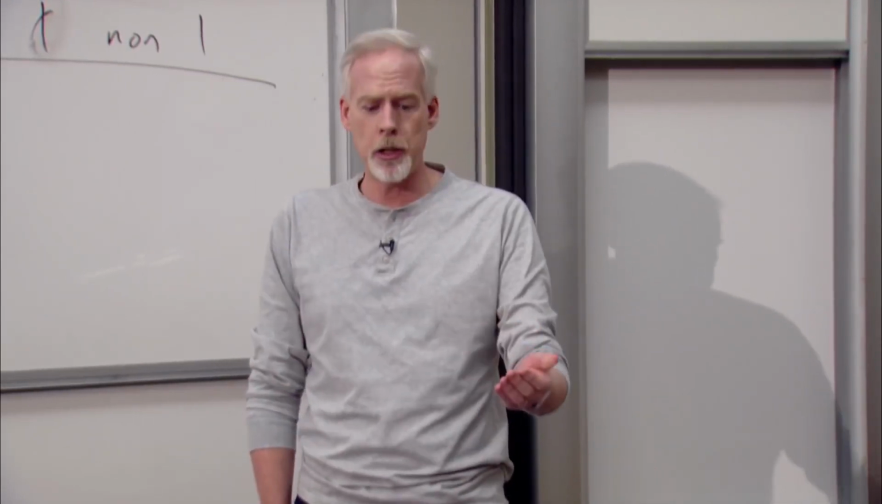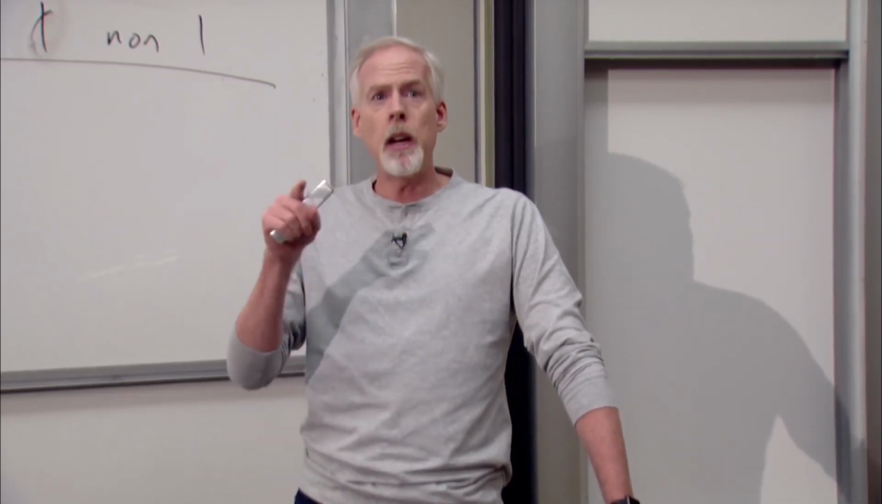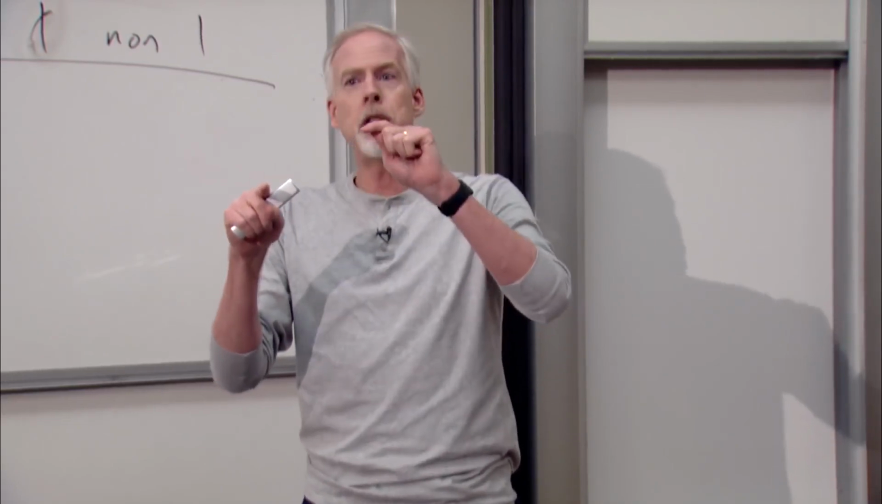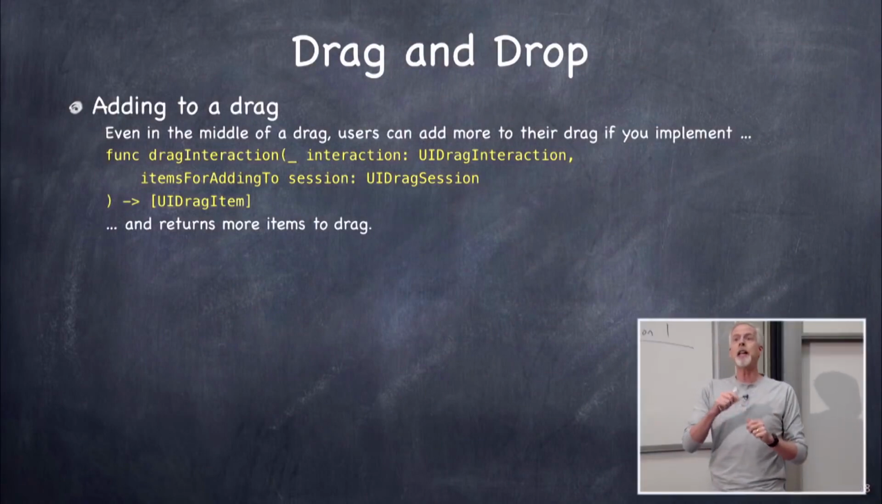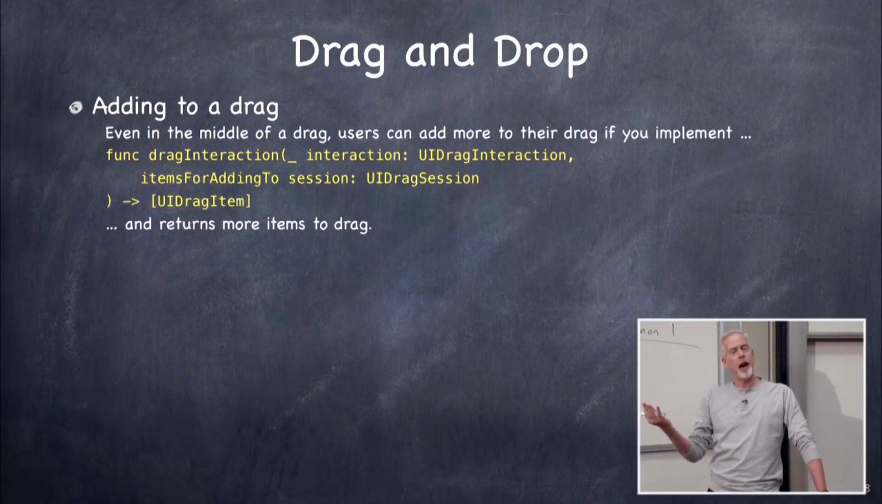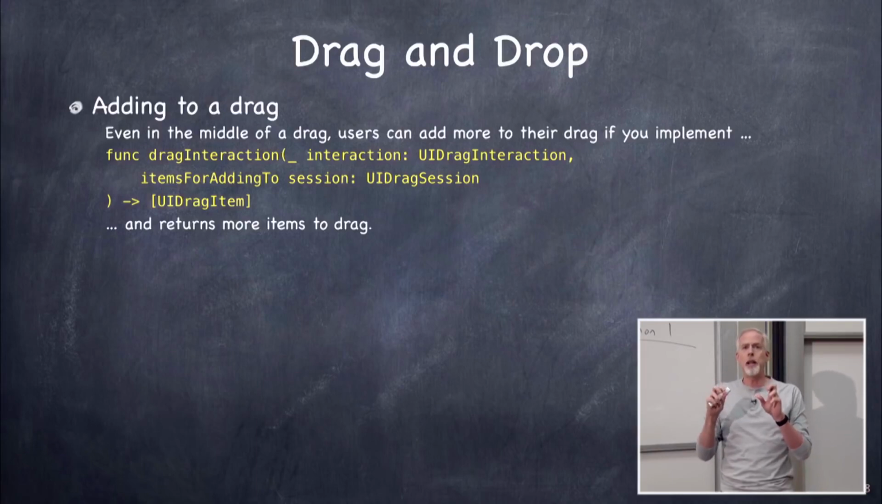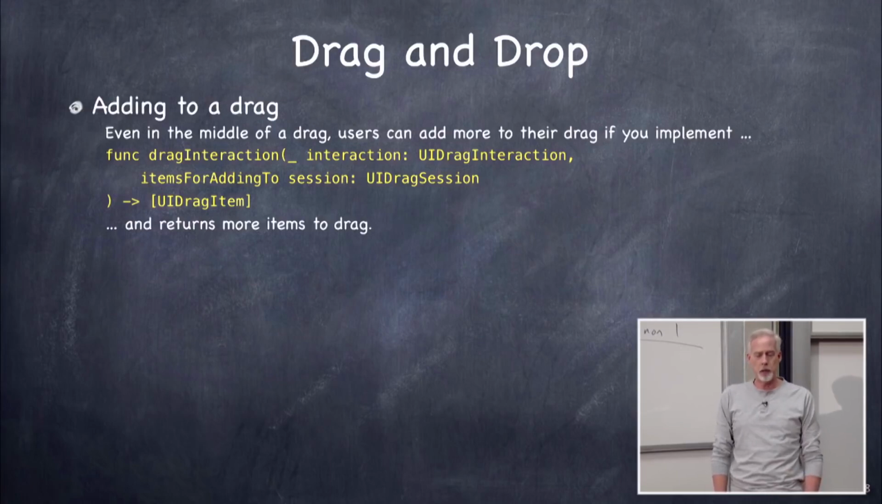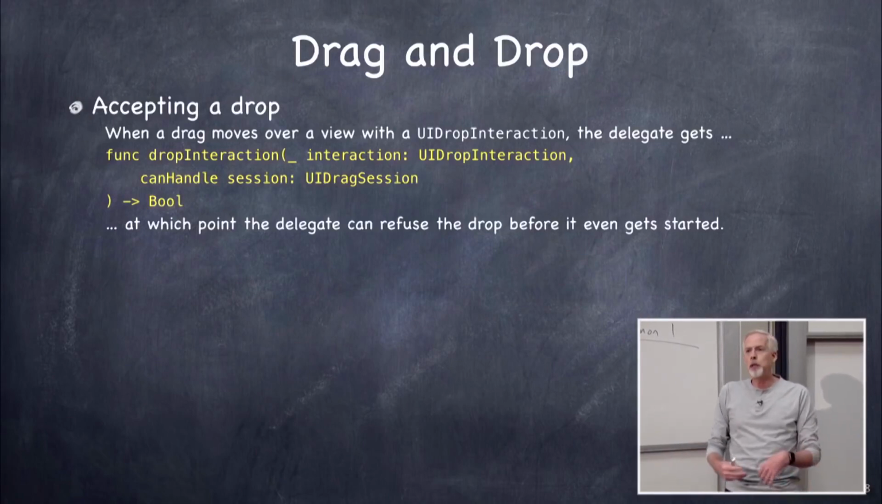Okay, so that's getting a drag started. You just got to provide this itemsForBeginning array, and that's it. If in the middle of a drag, someone uses another finger to pick up something else that they want to drag, then you're going to get this message, itemsForAddingTo the session. And all you have to do there is provide an array of drag items. Often that array of drag items will just be one drag item, or it could be empty. In either itemsForBeginning or itemsForAddingTo, if you return an empty array here, it means I don't have anything to drag. Thanks for asking. So it's really easy to just not participate if you don't want to. Okay, so that makes the drag start, and that's it. That's all you have to do to be a drag source.